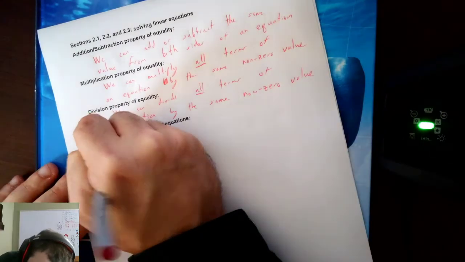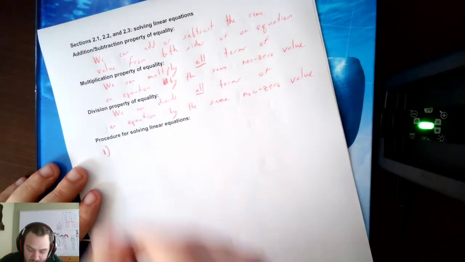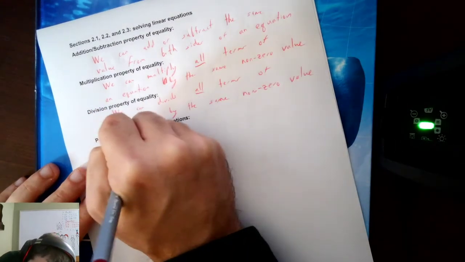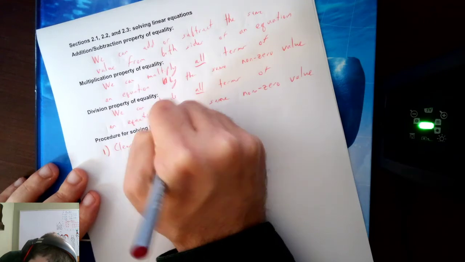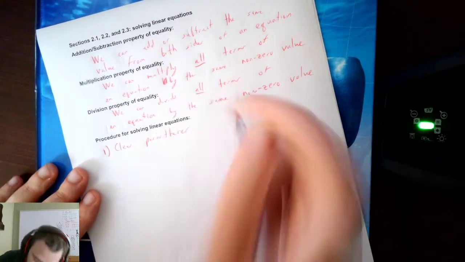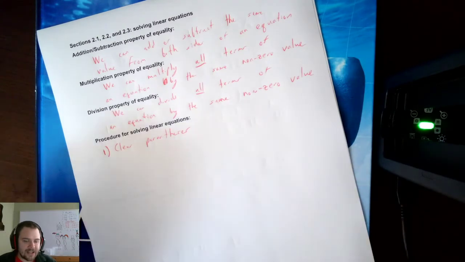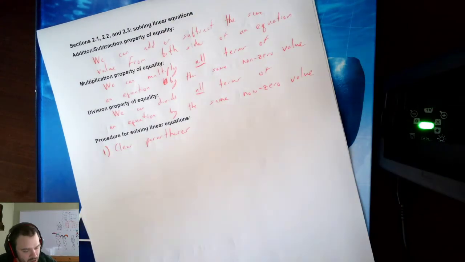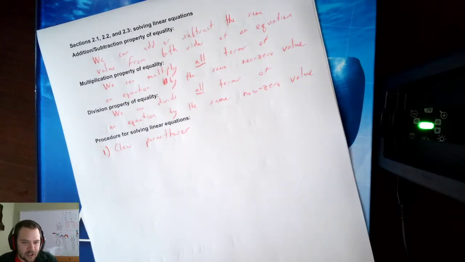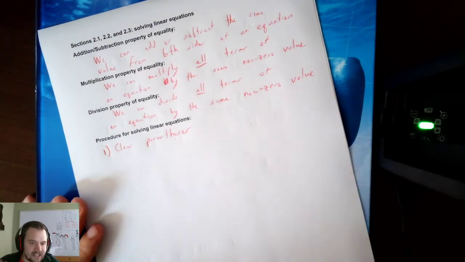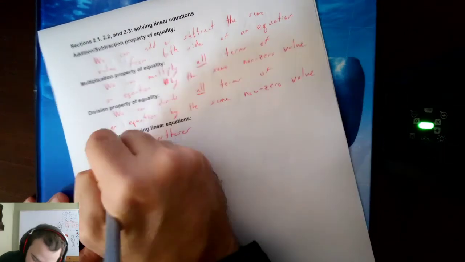And the procedure has several steps, the first of which is clear parentheses. If your question has parentheses, your first thing you should do is get rid of them by distributing or doing the operation, by performing some sort of legal math operation that allows you to get rid of parentheses, right? Distribution, performing the calculations inside. We've seen a few different ways to clear parentheses, to get rid of them, right?